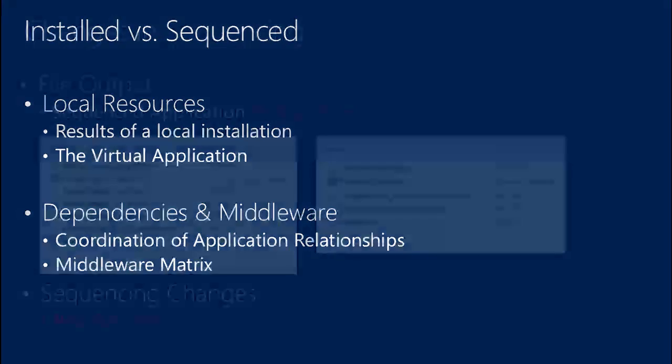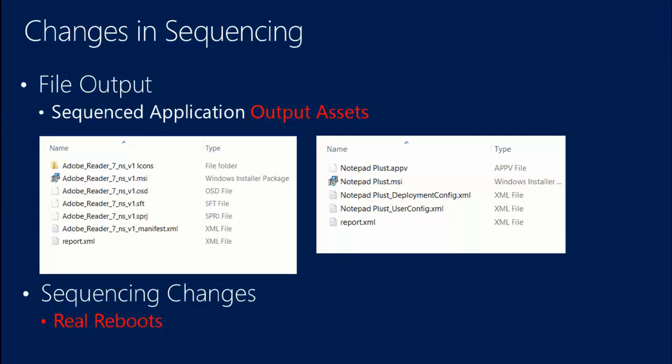Go ahead. All right, so here's one of the first and real obvious examples of what's different in 4.x and 5.0. We see that the packages and the results of the packages have differed drastically. We've gone from OSD files and the SFT file to the XML files and the AppV file.